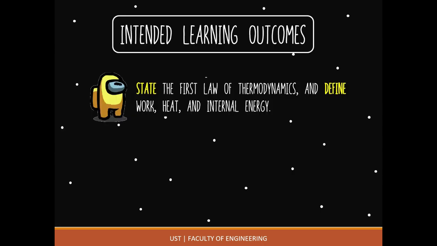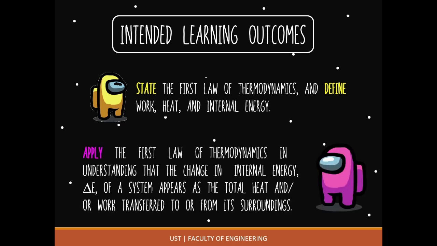The objectives of this module are to state the first law of thermodynamics and define thermodynamic properties such as work, heat, and internal energy, and to apply the first law of thermodynamics in understanding that the change in internal energy, represented as delta E, of a system appears as the total heat and/or work transferred to or from its surroundings.